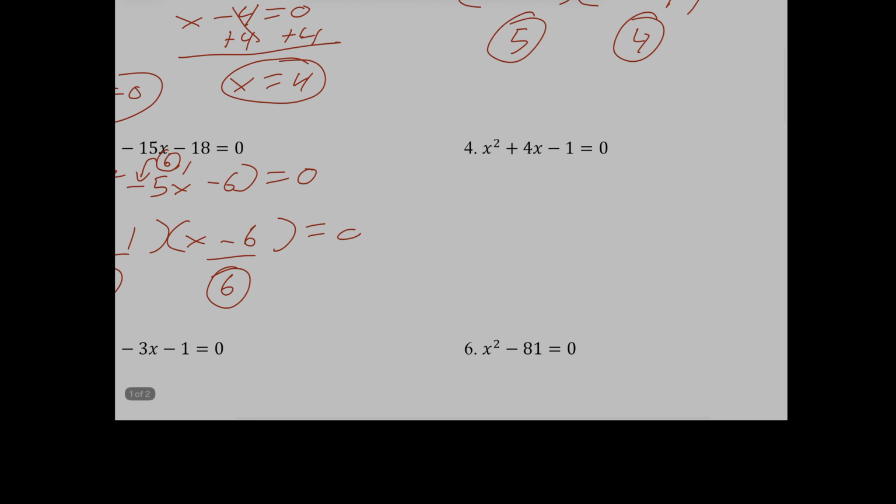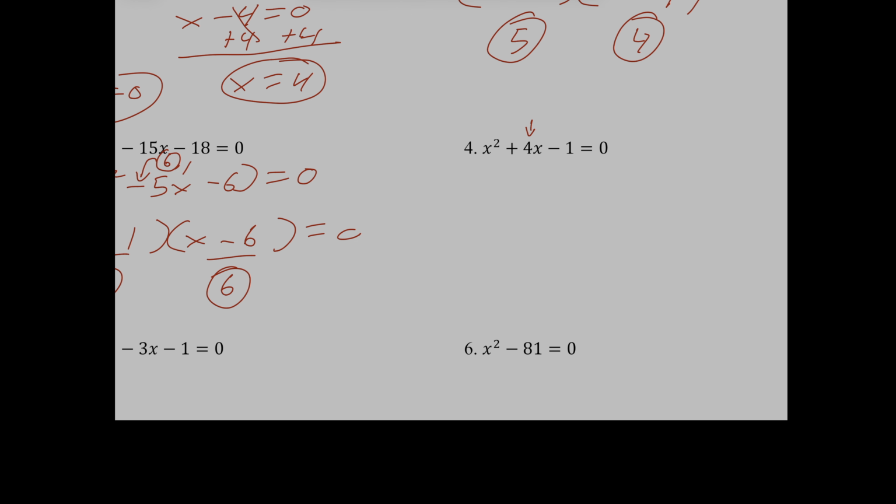Okay, let's go to number 4. I look at number 4. Will any factors of 1 do anything to get me to 4? And no, I don't see that. So this is either going to be complete the square or it's going to be the quadratic formula. Because I see that my middle number is even, I'm going to go complete the square.